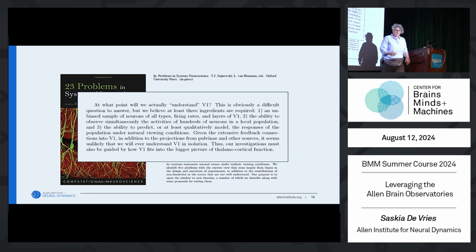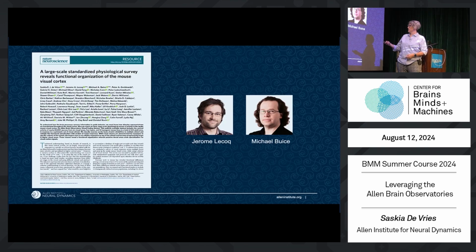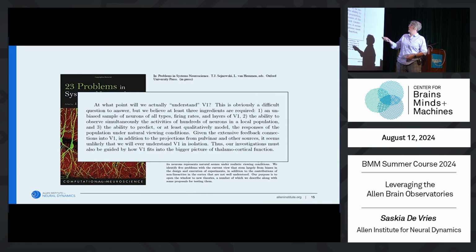And so in many ways, this little paragraph exemplifies the goals that we had in creating this survey of visual activity in the visual cortex, which was to try and create this type of unbiased sample of neurons. Nothing can be completely unbiased, but let's say a reduced bias sampling of neurons of all different types, of all different layers in V1, and to record the activities of hundreds of neurons in a population, right? Not going in one by one, but trying to record as many cells at a time as we can.